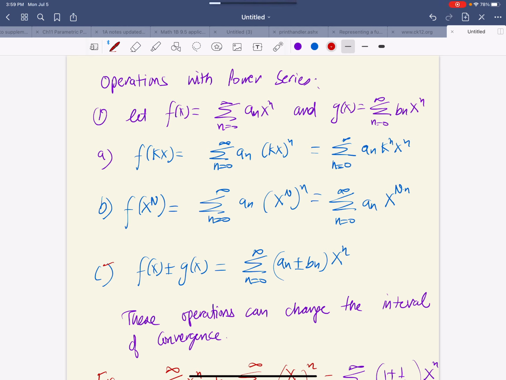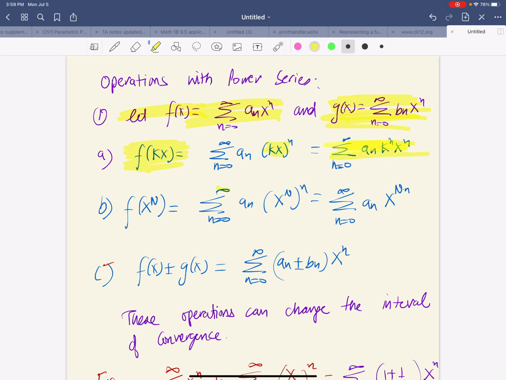In this video, we are going to discuss operations on power series. So let f of x be a power series, summation a_n x^n, n goes from 0 to infinity, and g of x be another power series, summation b_n x^n, n goes from 0 to infinity. Then if we are trying to figure out f of kx, we can simply replace the x by kx in our power series and then go from there.